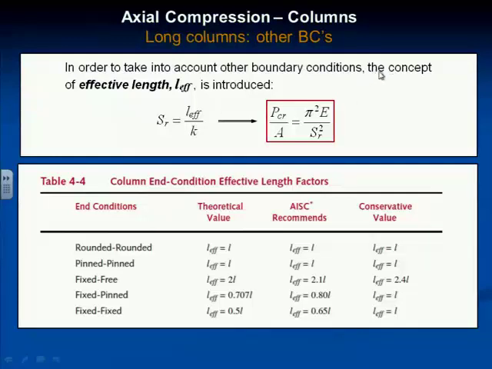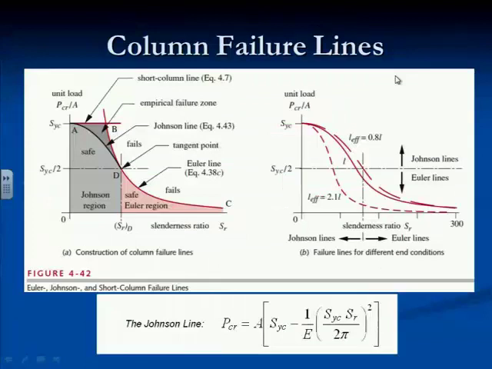Is everyone clear on what's happening there? We're going to fudge the length of the column based on the end conditions and use the same equation in all cases. Okay, now what about this intermediate business?